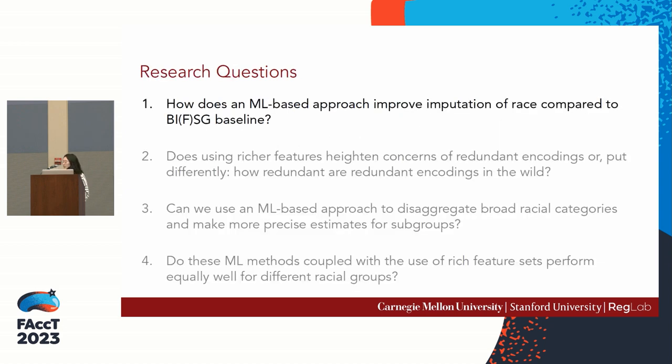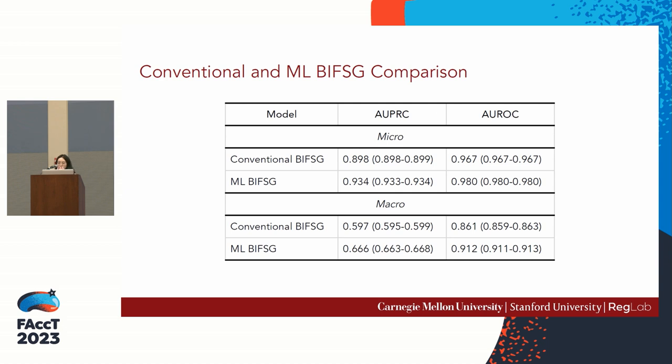So I'll start going over the results. How does the machine learning approach improve the imputation of race compared to the BIFSG baseline? So we use two metrics, AUPRC and AUROC. And we use AUPRC, that is the area under the precision recall curve, because prior studies have shown in this type of problem, when the data set is extremely imbalanced, you can have models that perform equivalently on AUROC, but have very different performance on AUPRC, which focuses more on the positive instances. And we look at the performance at both the micro and macro level.